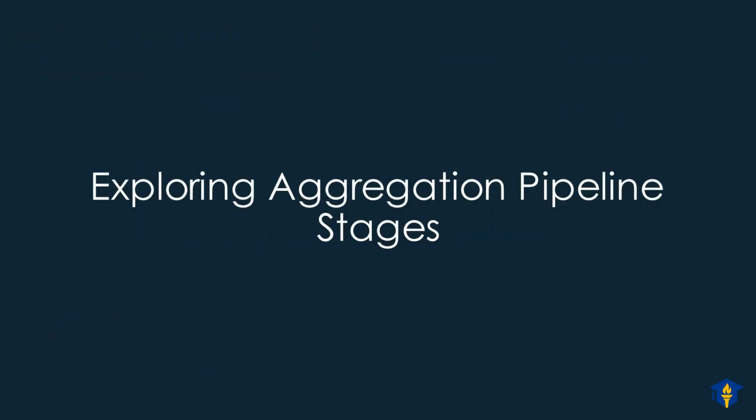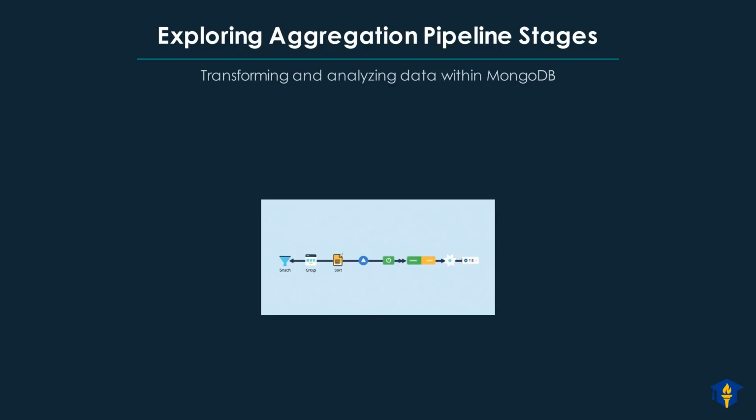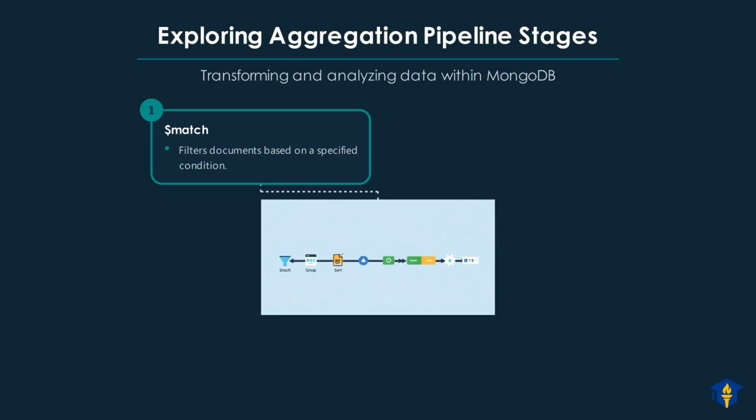Now, we'll explore the aggregation pipeline stages, powerful tools for transforming and analyzing data within MongoDB. These stages allow you to perform complex data transformations and analytics directly within your database. The match stage is used to filter documents based on a specified condition, similar to a where clause. It passes only the documents that satisfy the criteria to the next stage in the pipeline.